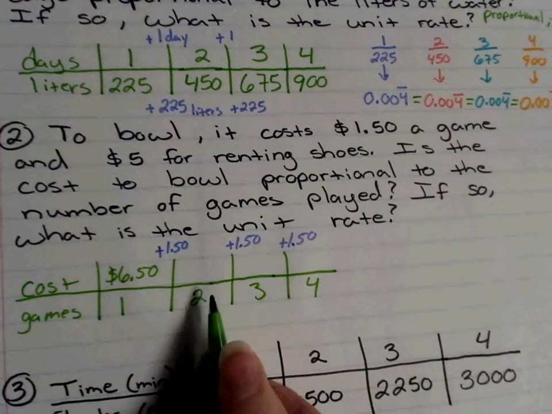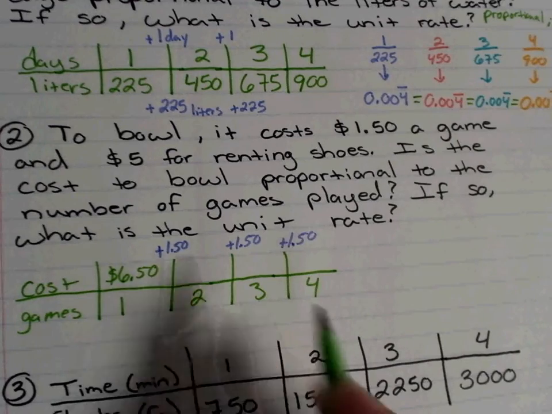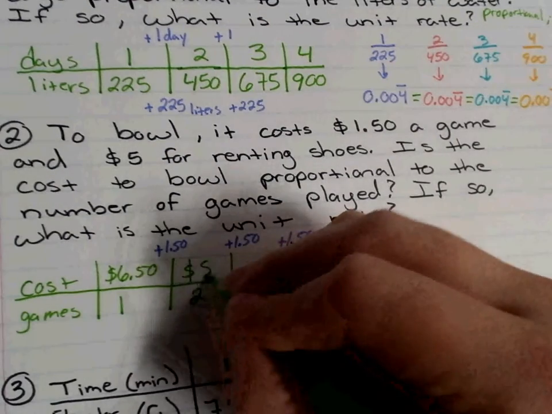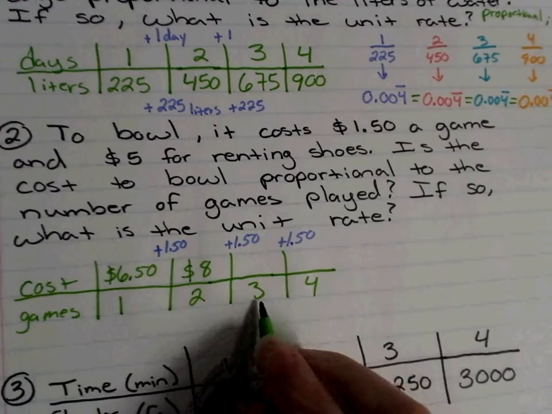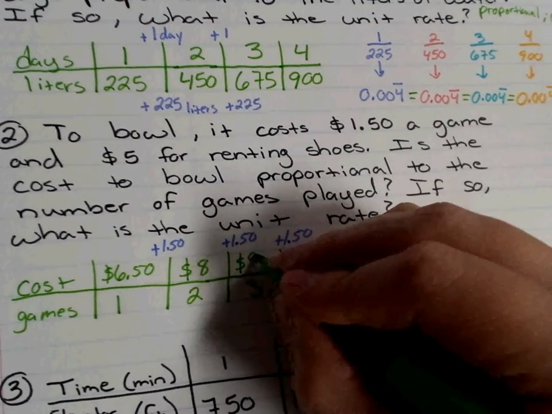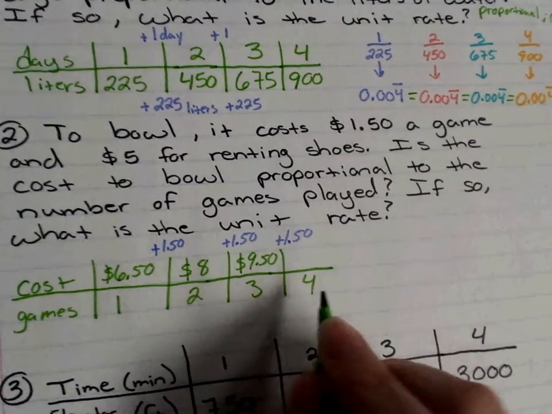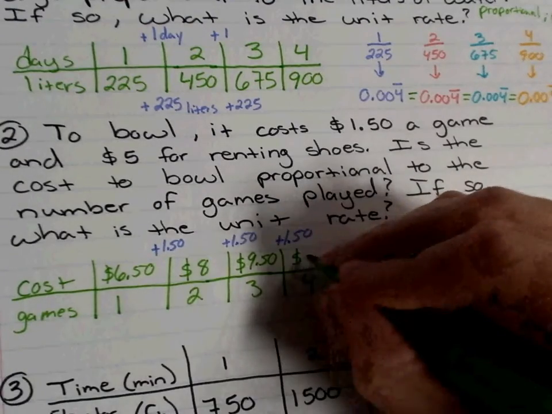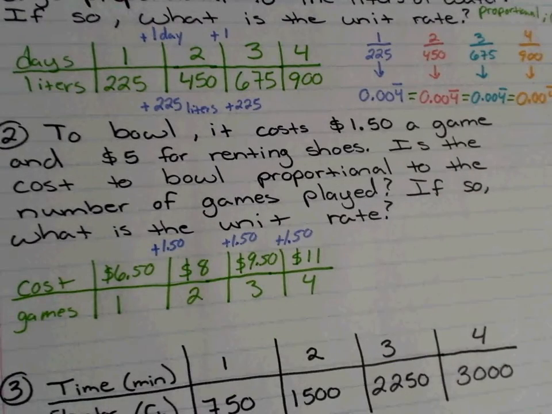So to play 2 games, it's going to cost us $8. To play 3 games, it's going to cost us $9.50. For 4 games, it's going to cost us $11. Everybody clear?